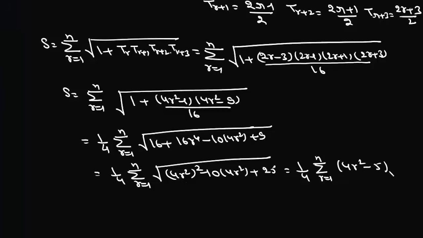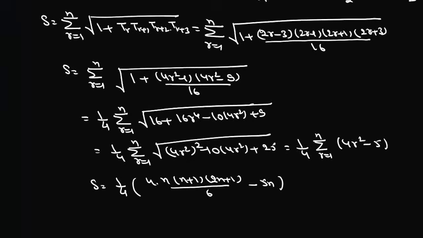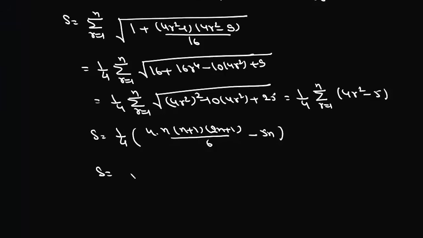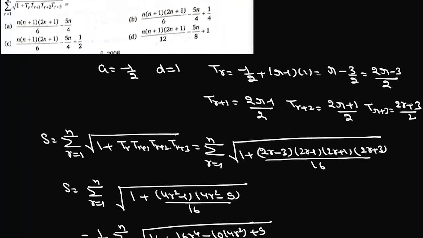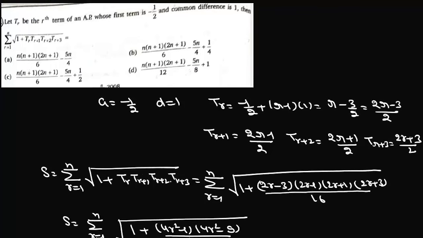(4r square minus 5). Now this sum will be 1 by 4, and the sum of 4r square is 4 times n(n plus 1)(2n plus 1) whole divided by 6, and minus 5n. So this sum will be n(n plus 1)(2n plus 1) by 6 minus 5n by 4, and that's your option A.